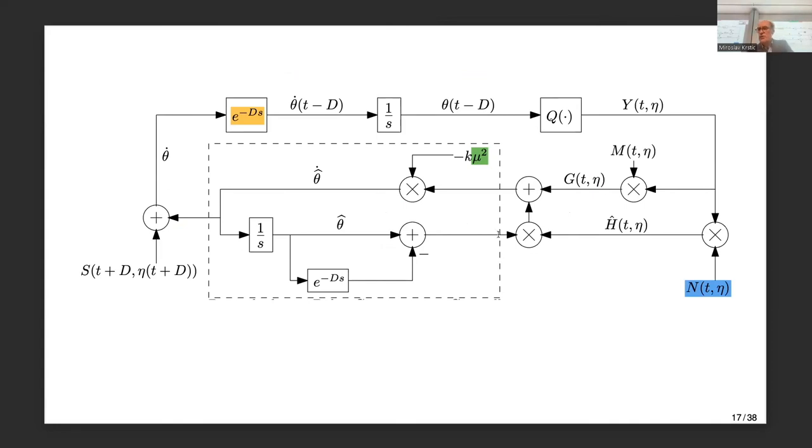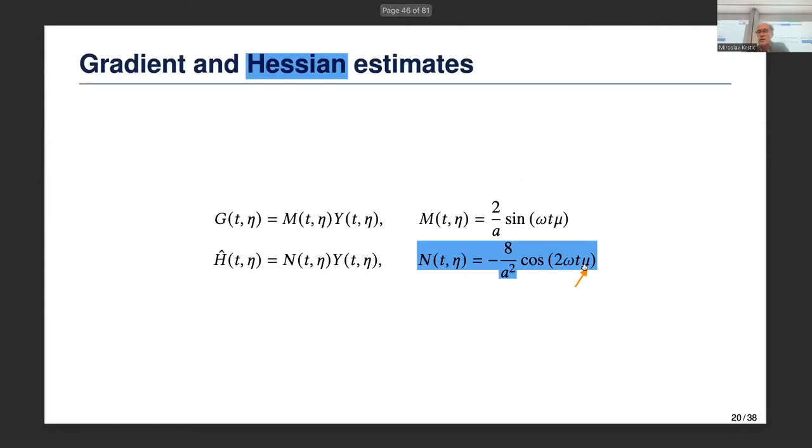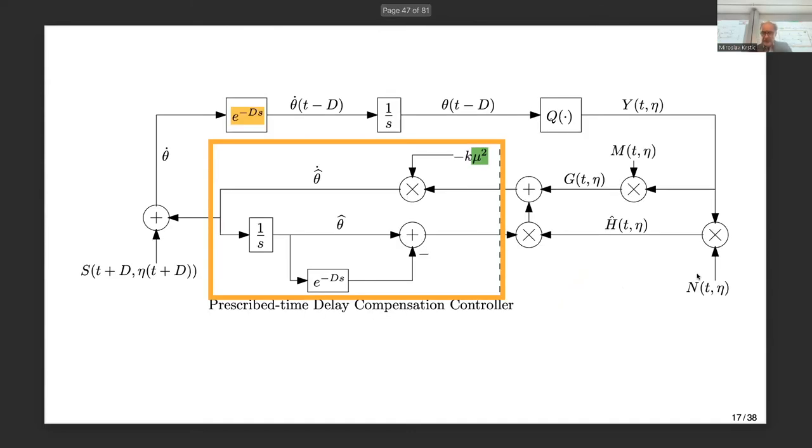Finally, Thiago's algorithm, not just Thiago's algorithm, the presence of a delay and the consequent requirement for the use of predictor feedback, which is model-based, requires that the Hessian of the unknown map Q be known or be estimated. It's estimation that we pursue, by the injection of multiplicative demodulation using the signal N. This signal N is given here. What's important, and I should move this arrow, is not only that the frequency grows at the rate of mu, but that this is twice the frequency. That's the important thing for the estimation of the Hessian.